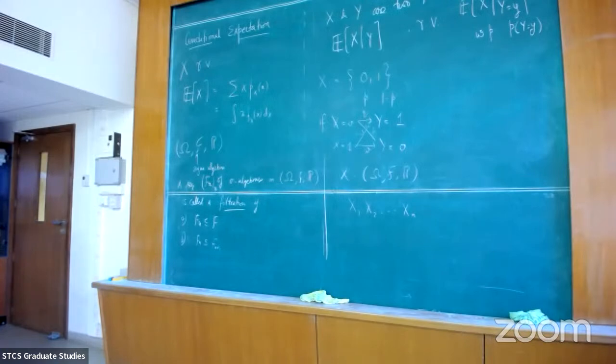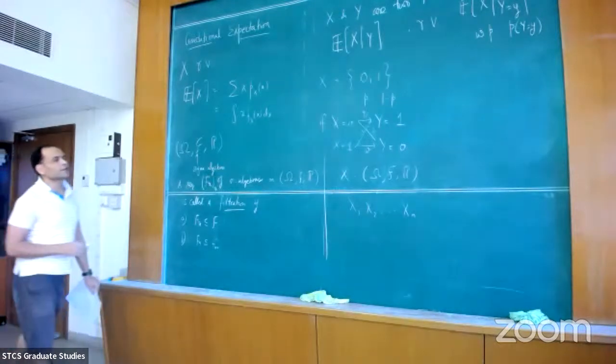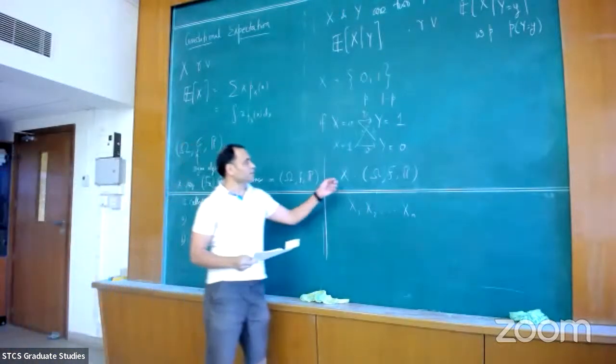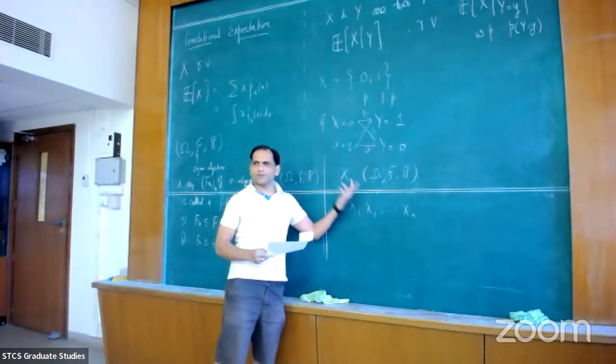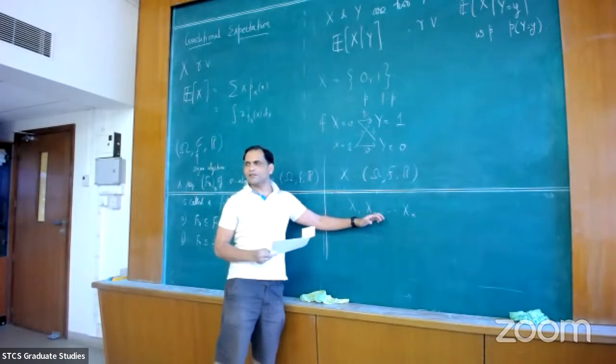Can you please repeat? So I have given this x1 to xn as IID copies of x. Now, once you observe this, you can construct many functions, all possible functions of this random variable. What will that give rise to?